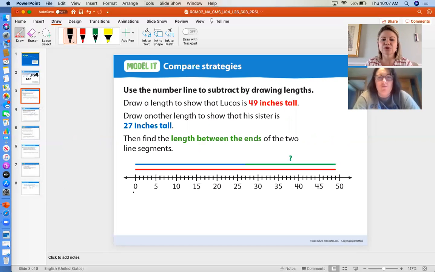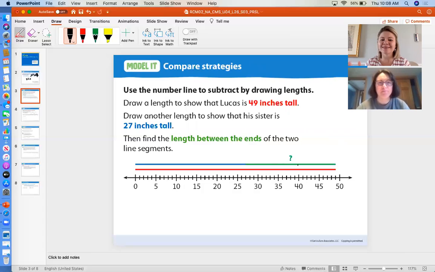You could have drawn one red line, one long line, to represent how tall Lucas was. So we know that he started at 0 before he was ever even grown at all, and right now he ended at 49. The blue line, the second line, can show how long the sister is. She started at 0 and has now grown to be 27 inches tall. The space in between, or the green line, shows the part we don't know, and that's the question. How much taller is Lucas than his sister?